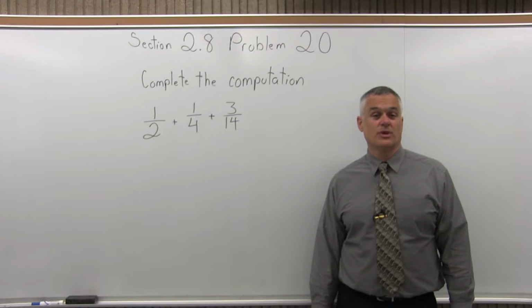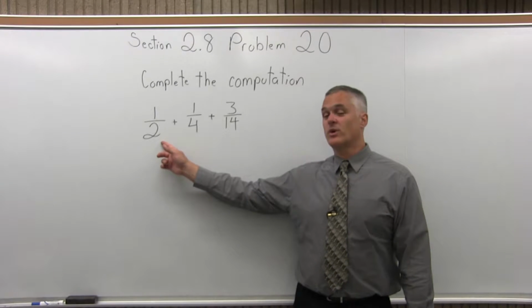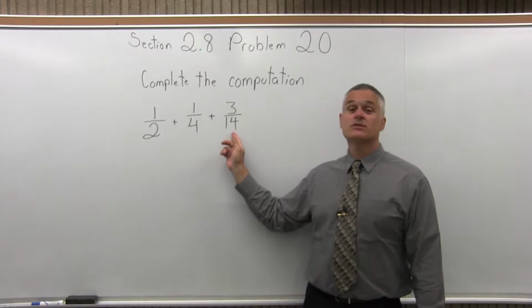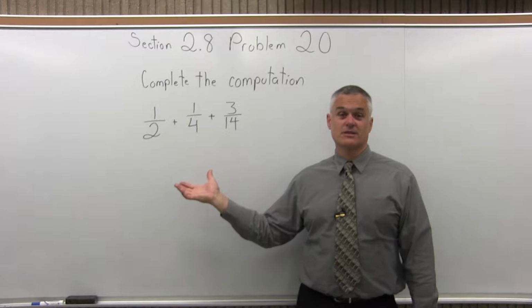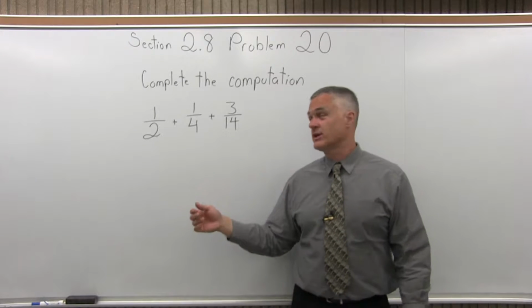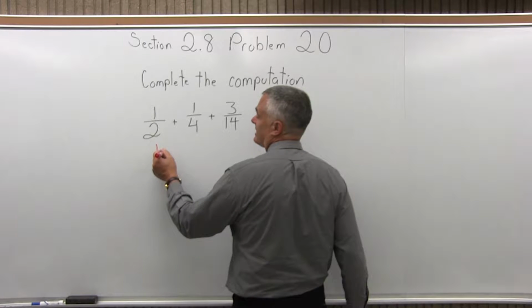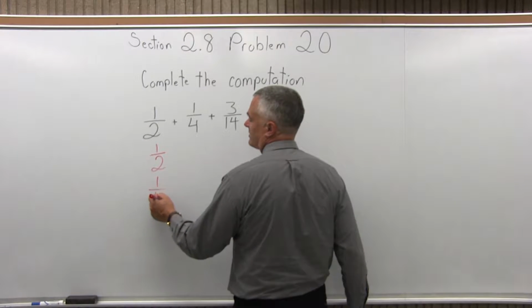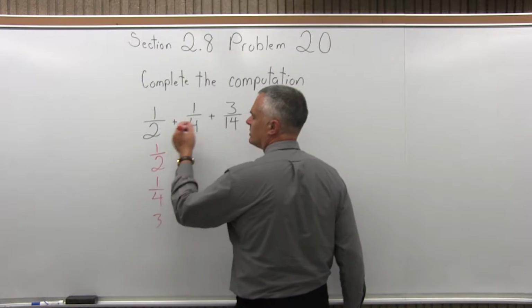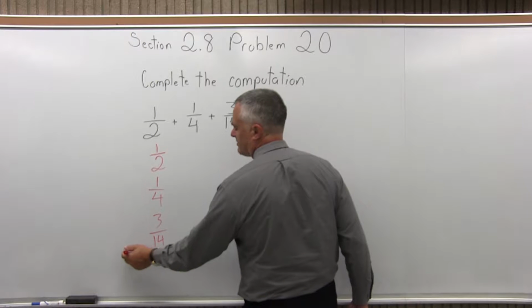This is Section 2.8, Problem 20. It says complete the computation. We have three fractions to add: 1/2 plus 1/4 plus 3/14. Now, three fractions makes this a little bit more difficult than most of the homework in this section. Usually you have two, but it's really the same process. And again, like the others, I like to write the problem vertically. You can certainly do it horizontally, but vertically just seems to get organized better for me.